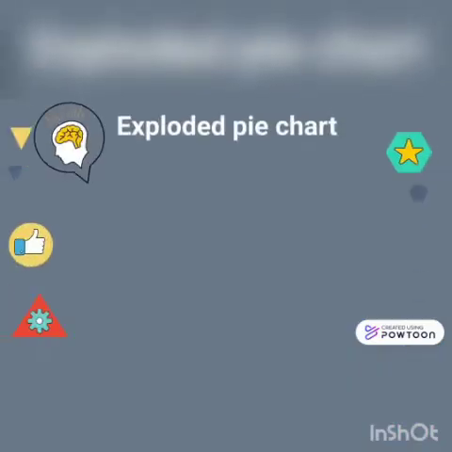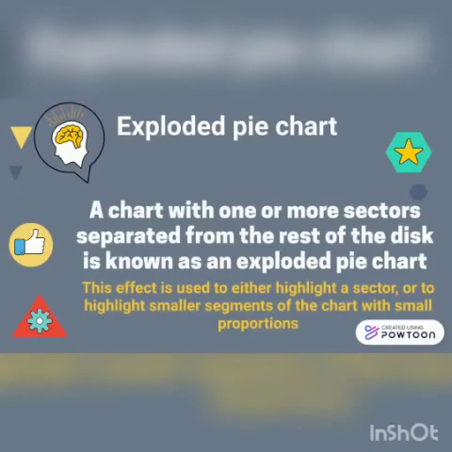Okay, what next is exploded pie chart. A chart with one or more sectors separated from the rest of the chart is known as an exploded pie chart. This effect is used to either highlight a sector or to highlight smaller segments of the chart with small proportion. Yes, okay. What is next?